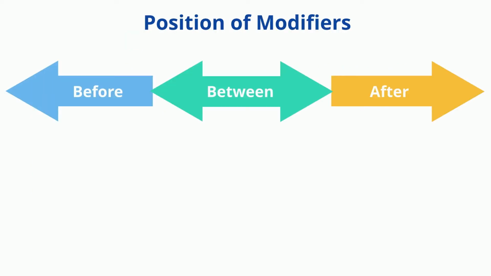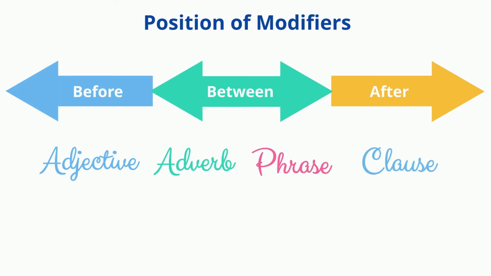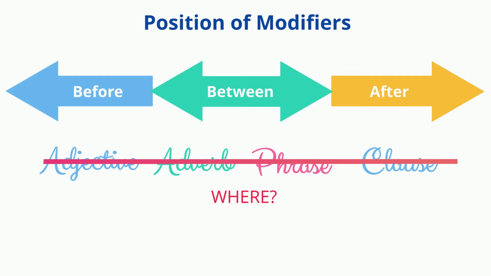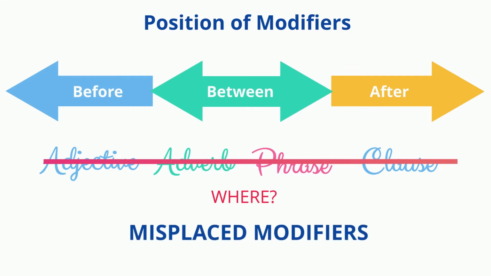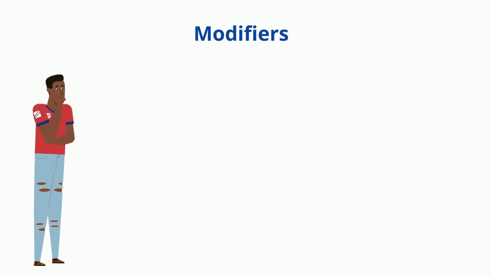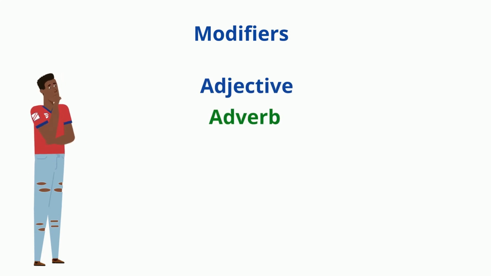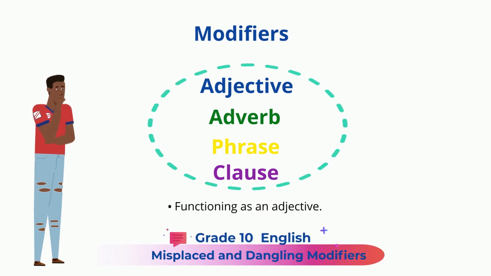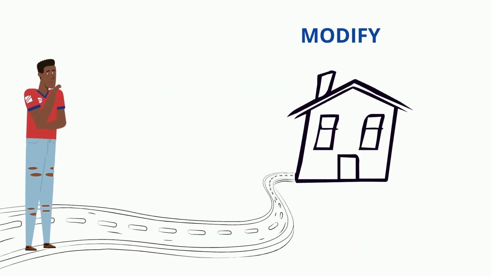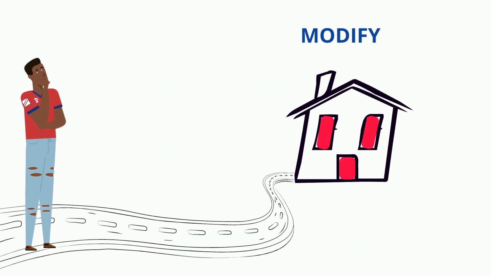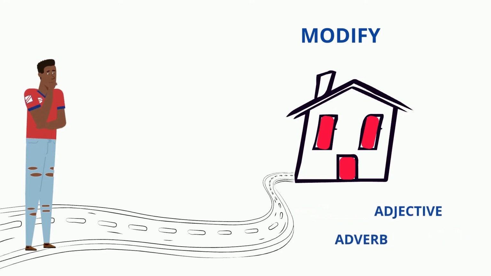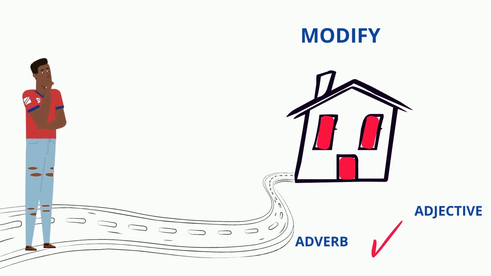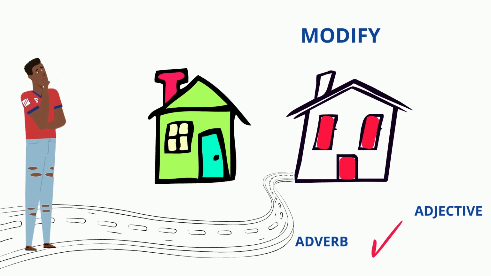The problem occurs when we put an adjective or adverb or a phrase or a clause in the wrong place in a sentence. When we do this, we have a misplaced modifier. An adjective or adverb or a phrase or a clause functioning as an adjective is considered a modifier. Modify means to make small changes to something. Certain adjectives or adverbs can sometimes move around in sentences, and this is fine as long as it does not change the meaning of the sentence.